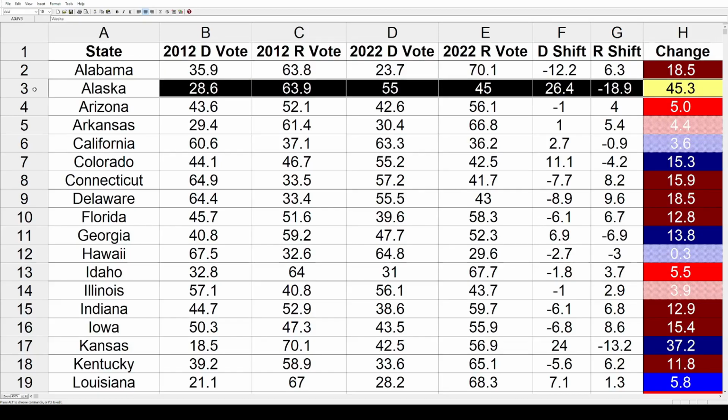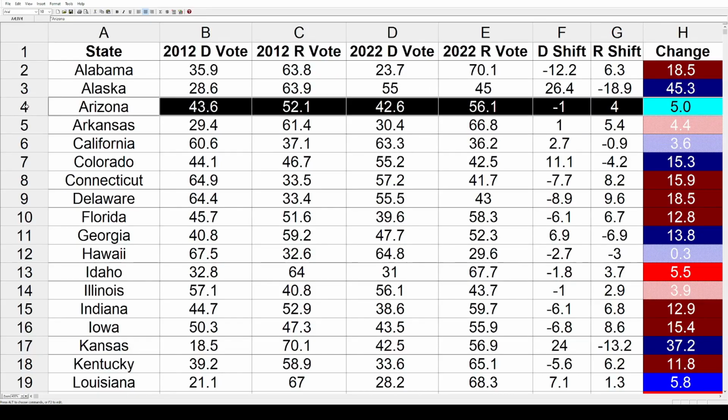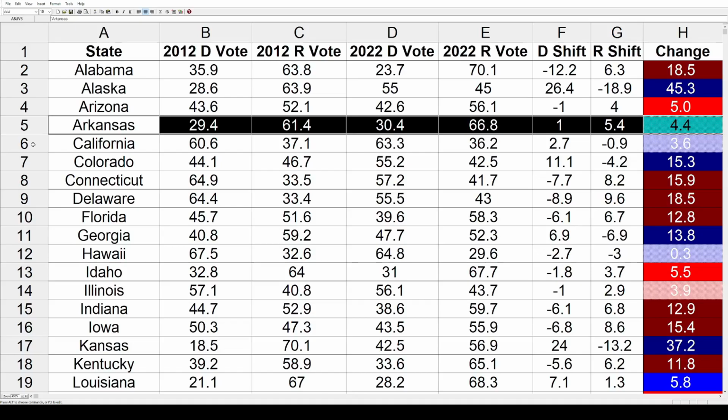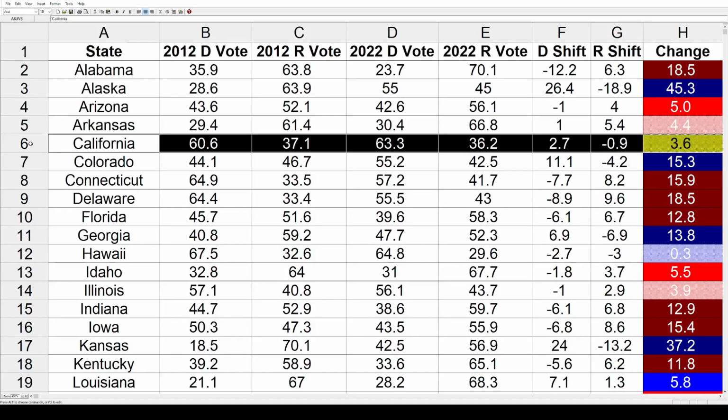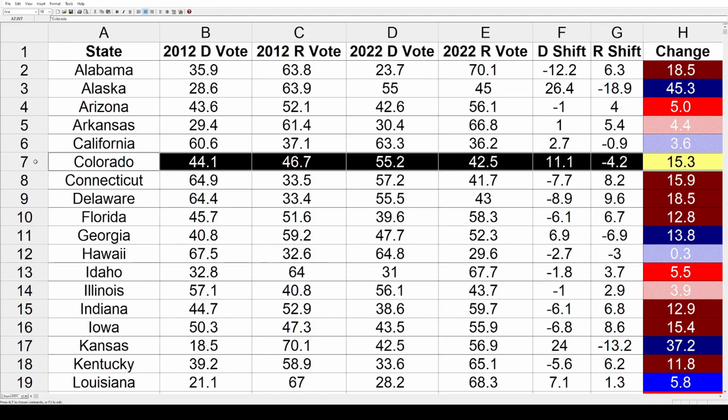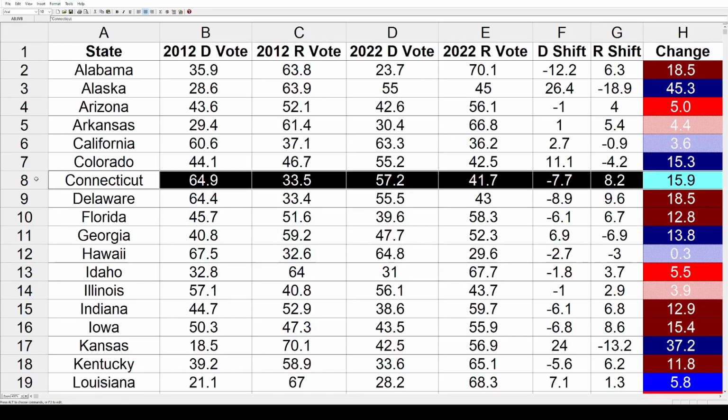Next is Alaska. That had the biggest shift out of all the states, and it shifted massively toward the Democrats by 45.3%. Remember, they've since implemented ranked choice voting. Next, Arizona. That had a 5-point shift toward the Republicans. Arkansas, 4.4% toward the Republicans. California went toward the Democrats by 3.6%. Colorado, double digits toward the left by 15.3%. Connecticut went double digits in the opposite direction by 15.9%.